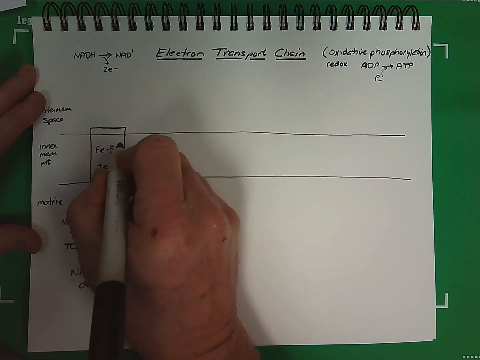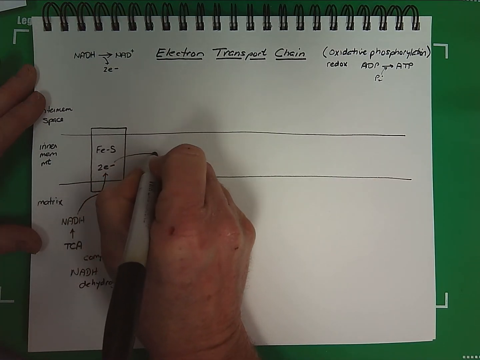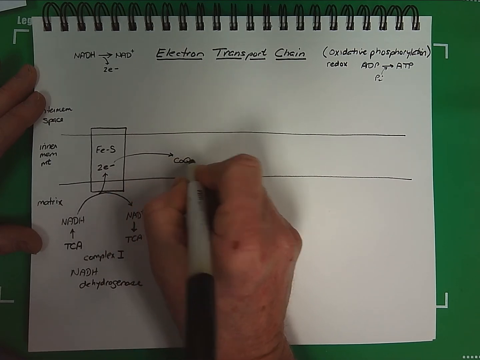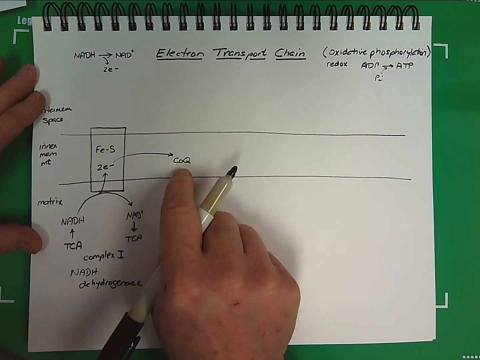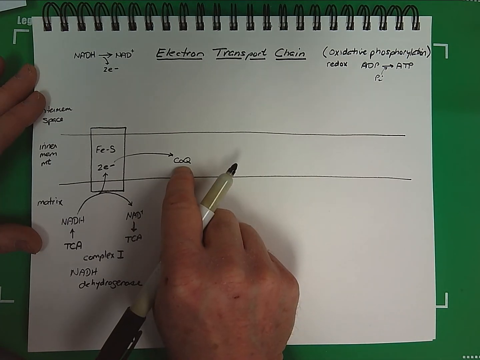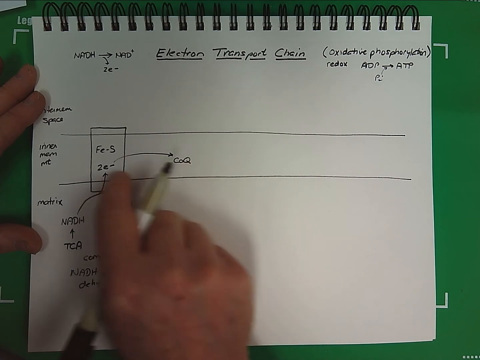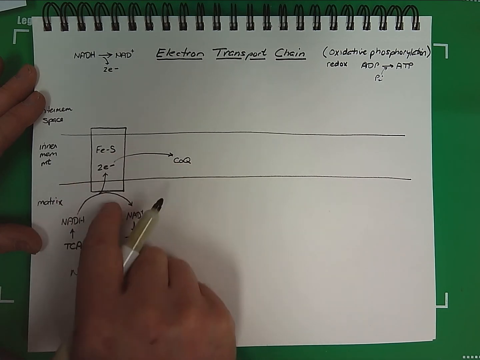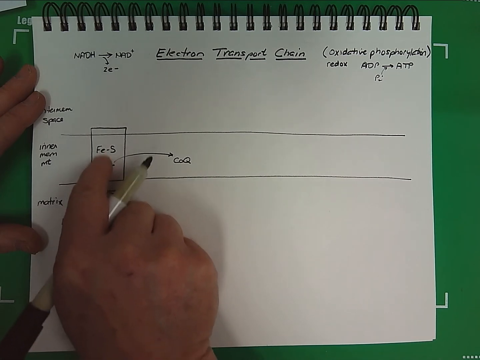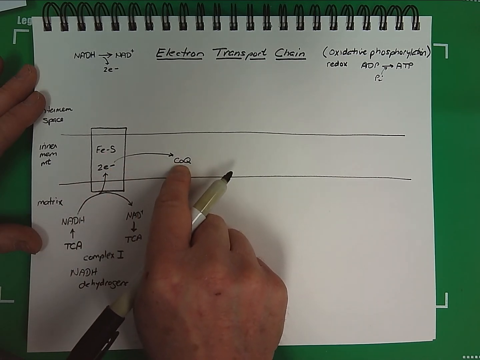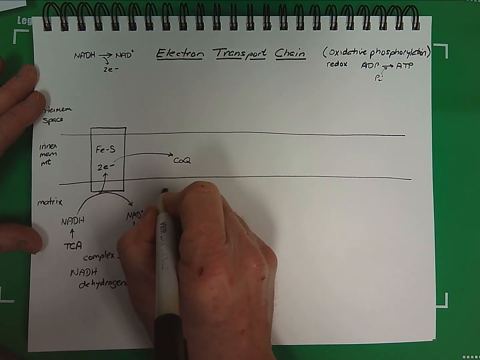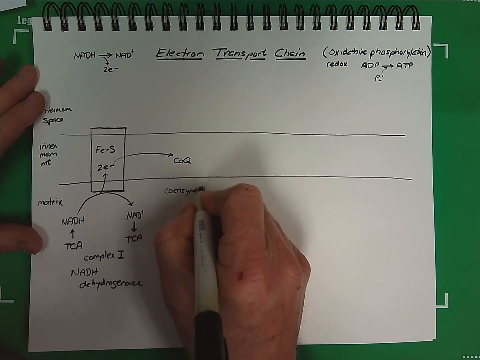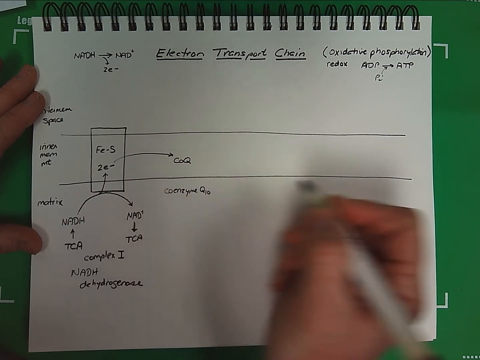So the next step is to move these electrons to a small molecule called CoQ. This is a small lipid-soluble hydrophobic molecule that can undergo redox reactions so that the iron-sulfur centers in complex 1 are oxidized. The electrons are then moved to reduce CoQ. This is also called coenzyme Q10.